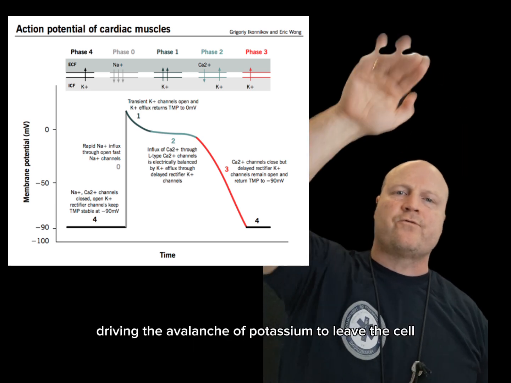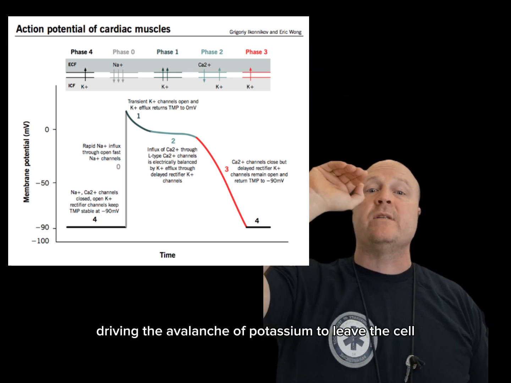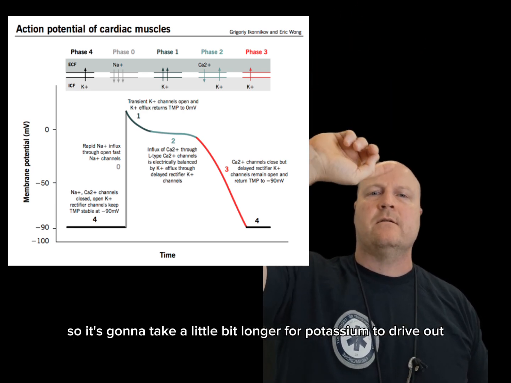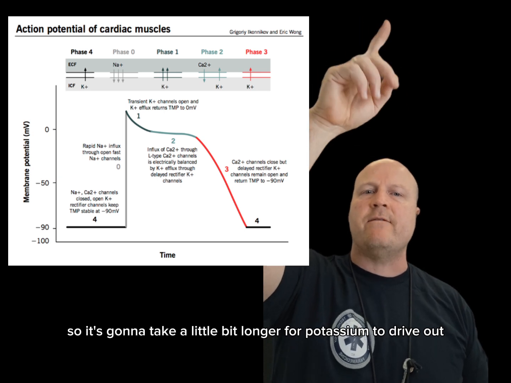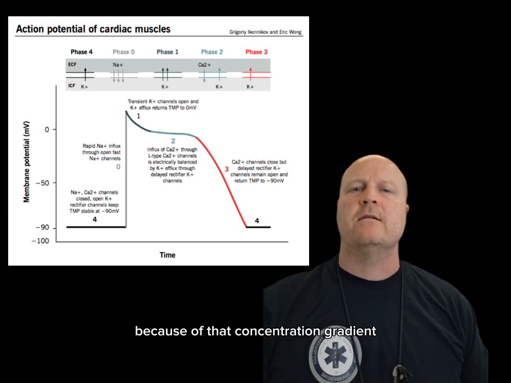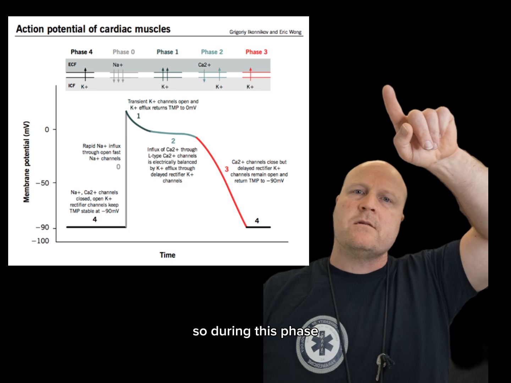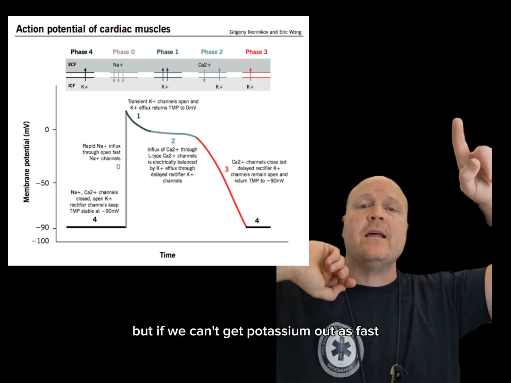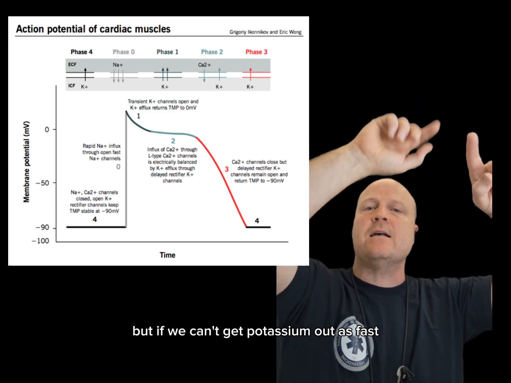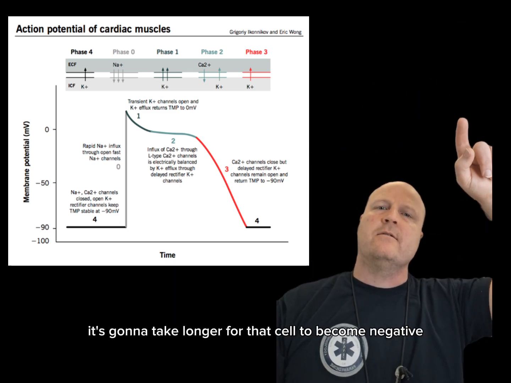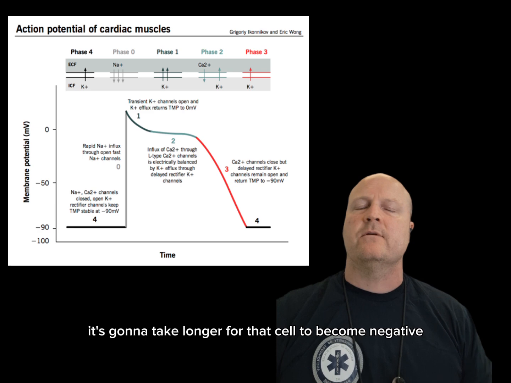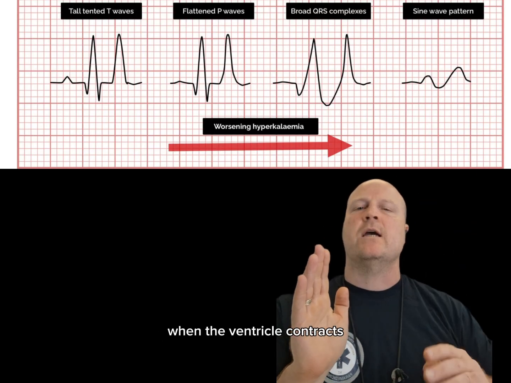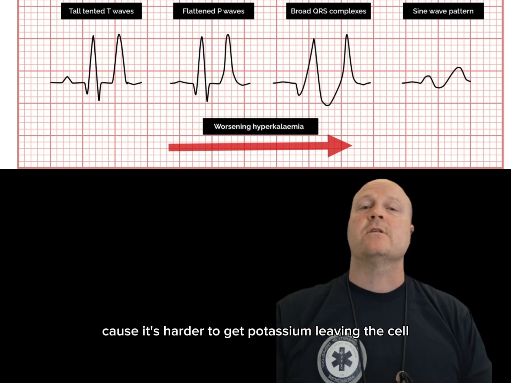Now in hyperkalemia, if we've got lots of potassium on the outside, then we don't have as much force driving the avalanche of potassium to leave the cell. So it's going to take a little bit longer for potassium to drive out because of that concentration gradient. So during this phase, we're slowly going to be getting more and more negative. But if we can't get potassium out as fast, it's going to take longer for that cell to become negative.